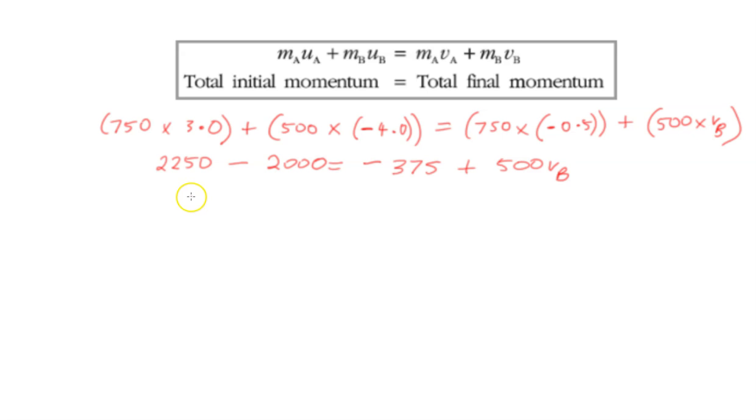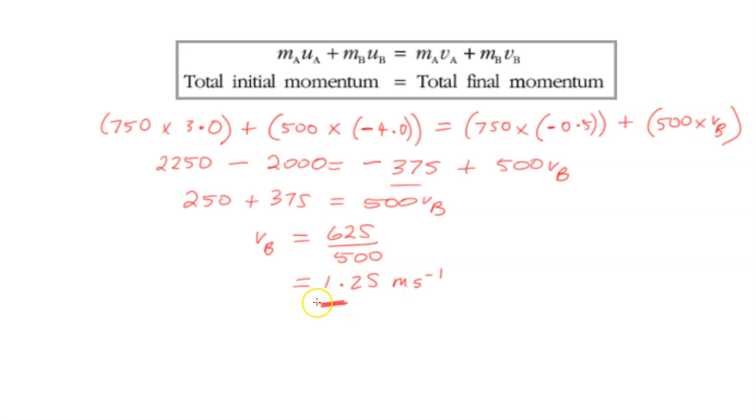So this one will be 250 plus this if we move it to this side. And because that's a positive value after calculation, we know that the direction is to the east.